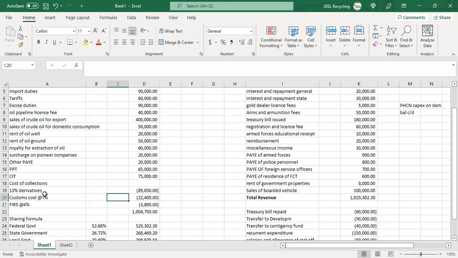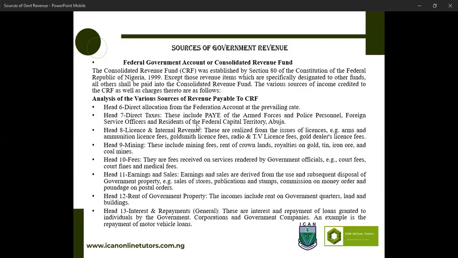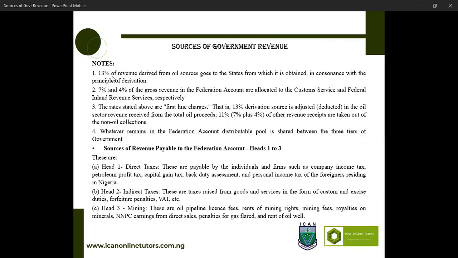While 13% is generated, collected from the states where the oil is being extracted, this 13% goes to the states where all these oil sources are derived. Is that clear? Yes, sir. This is it.